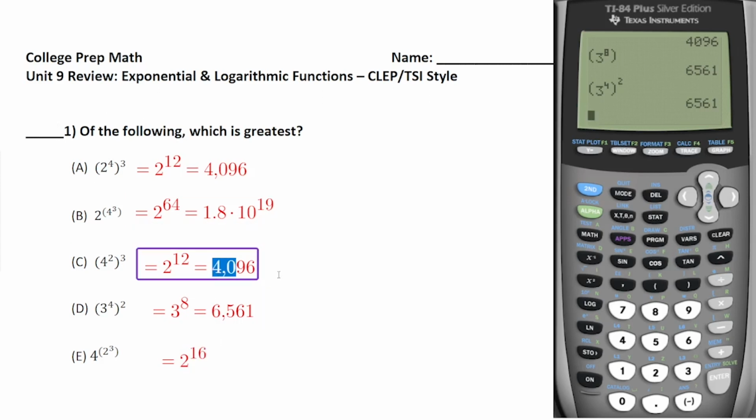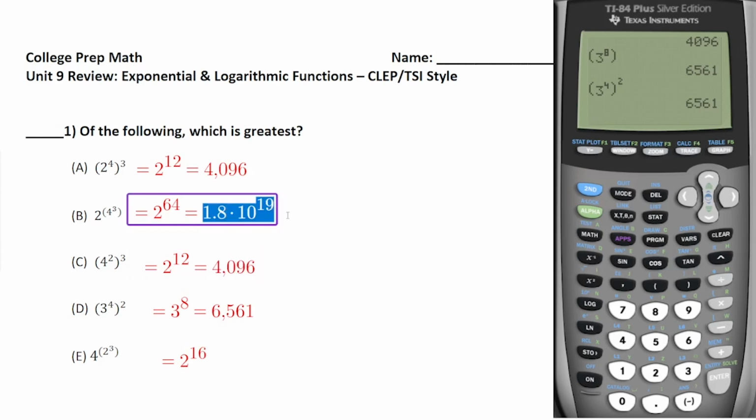It's going to be bigger than 4,000, but definitely significantly smaller than what we got for B. This is a monster number. This has 19 digits before you hit the decimal, or I guess 20, including the one. So that's going to be huge.